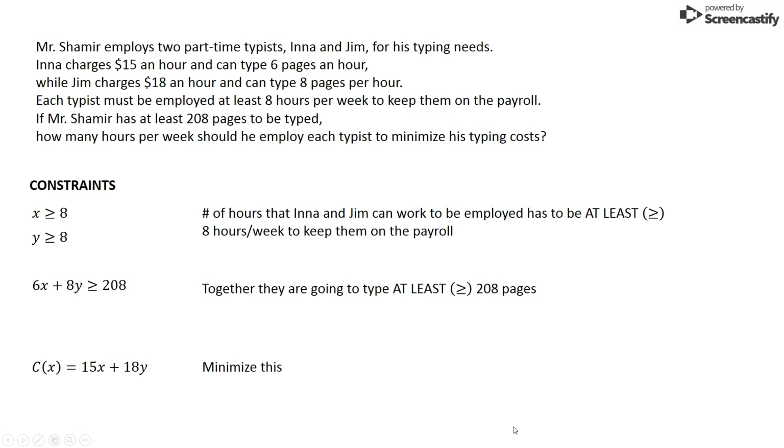Hi and welcome back. In the last video, we talked about setting up the constraints of the problem, and in this video, we're going to talk about graphing those constraints. To get ready to graph those constraints, I do believe that Kim wants you guys to graph these by hand.